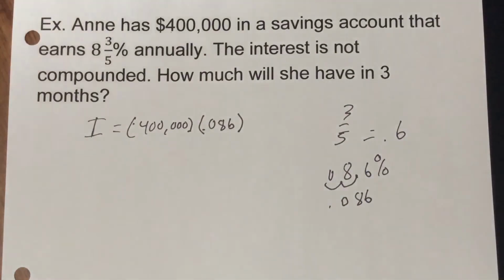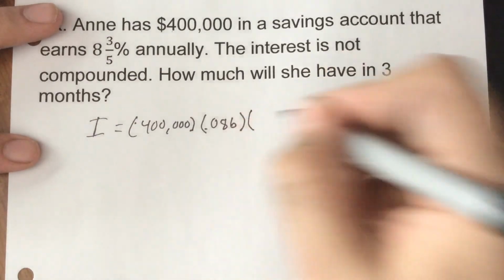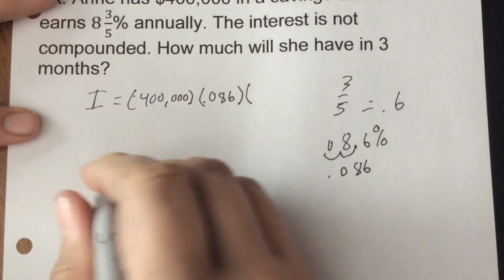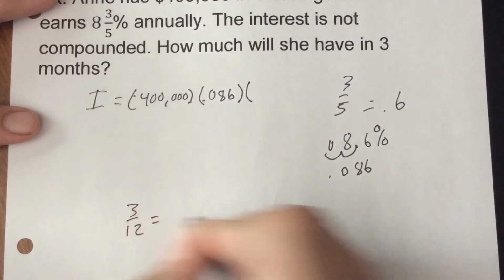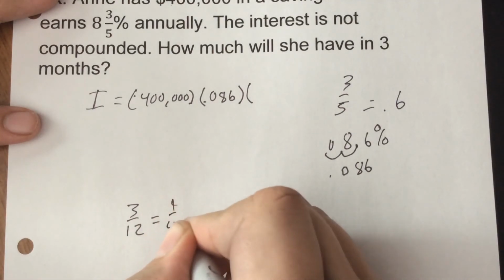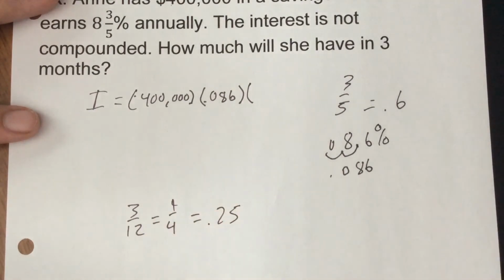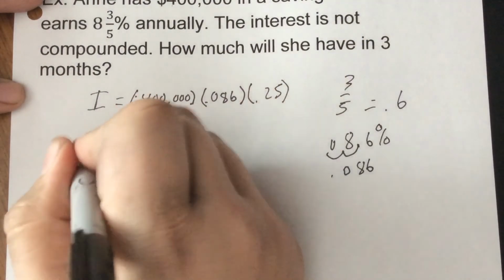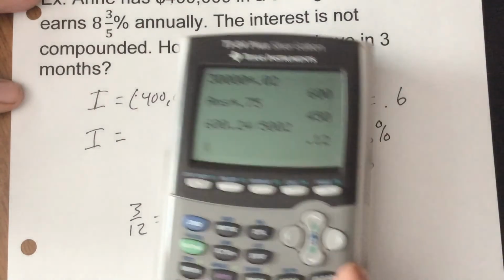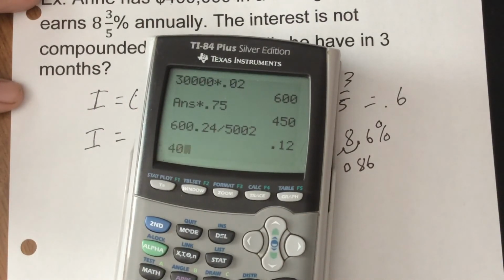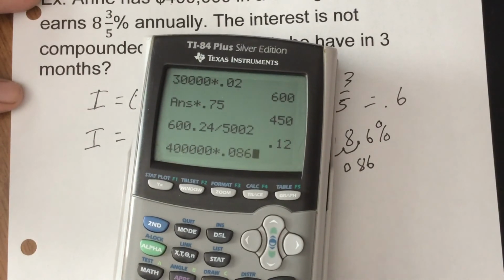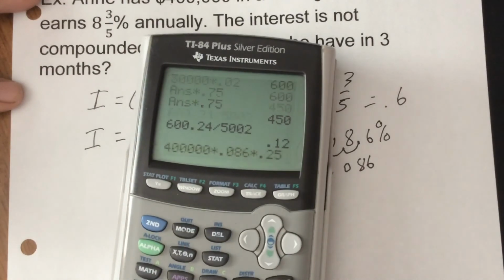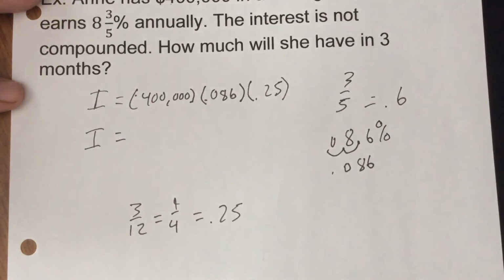Again, we don't have a full year. Time is always going to be in years. So what is 3 months as part of a year? Well, it would be, I'm just going to do it over here, 3 over 12, which in other words is 1/4, which is 0.25 as a decimal. So that's what we're going to put in here. So if we multiply this all out, we're going to have 400,000 times 0.086 times 0.25. And that'll be 8,600.